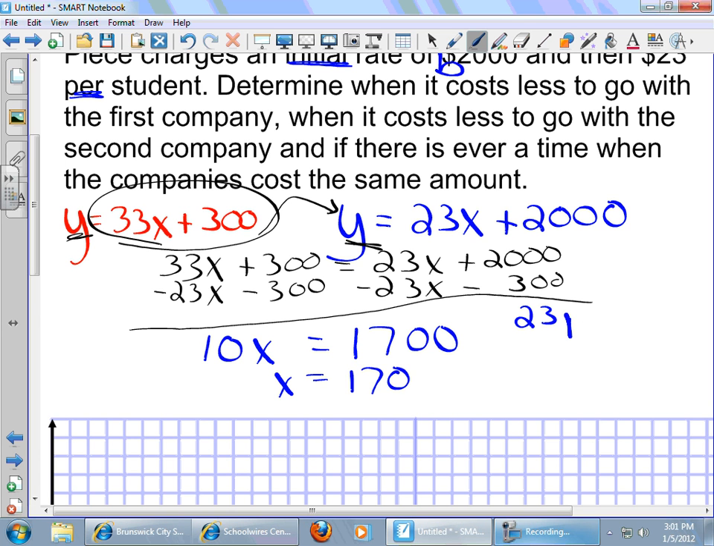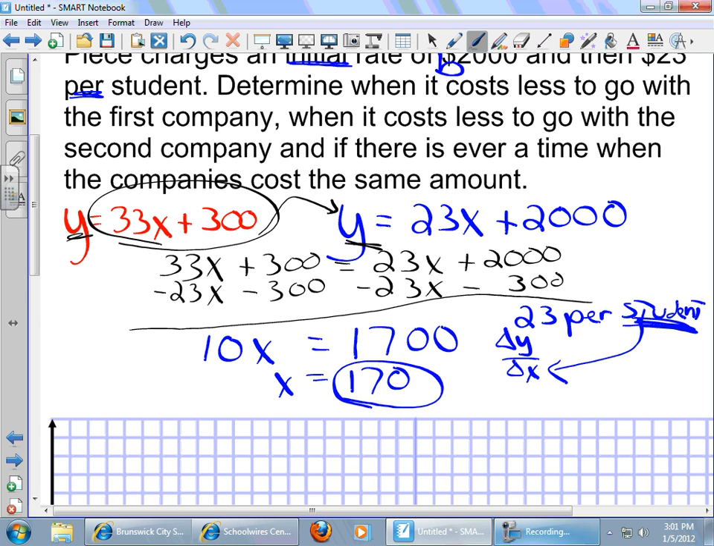$23 per student, right? And remember that slope is rise over run, and rise is the change in the y's over the change in x. The students are downstairs. They're in the denominator. Students are the x value. So what this means is when there's 170 students, the companies cost the same. So therefore, I have to figure out which one is less expensive before 170 students are going.